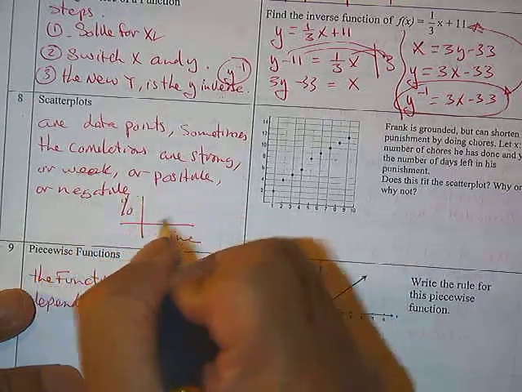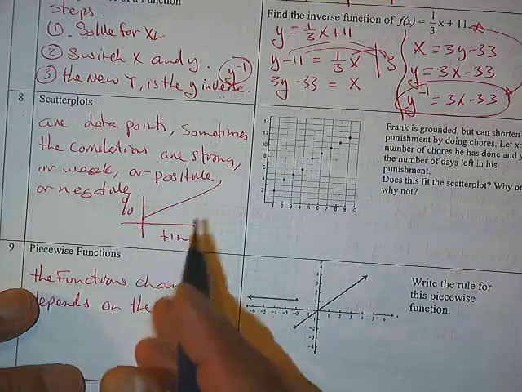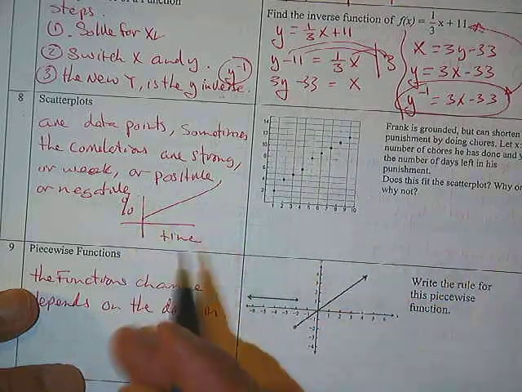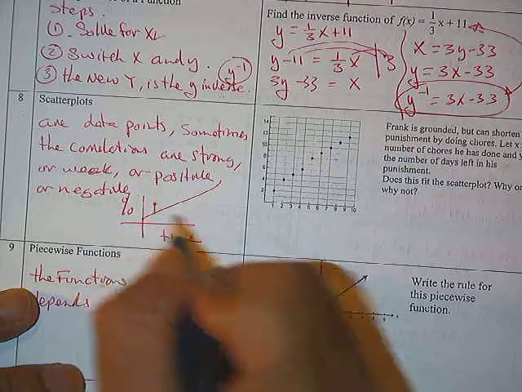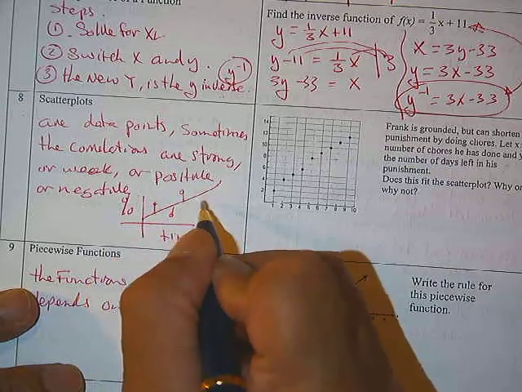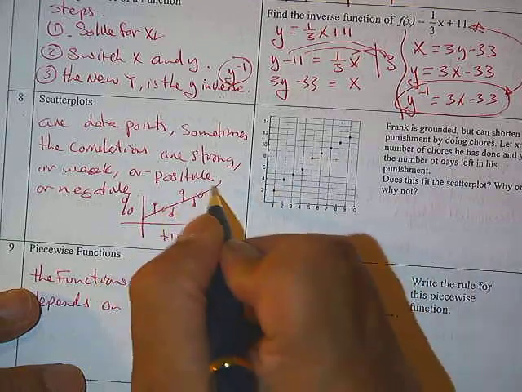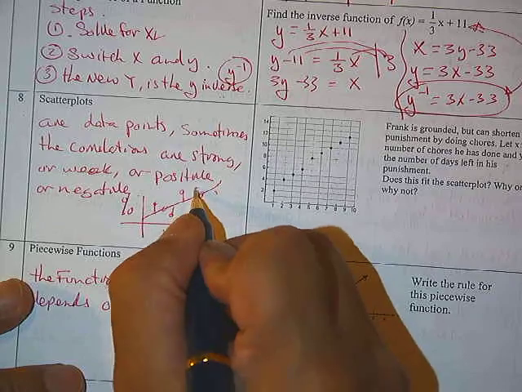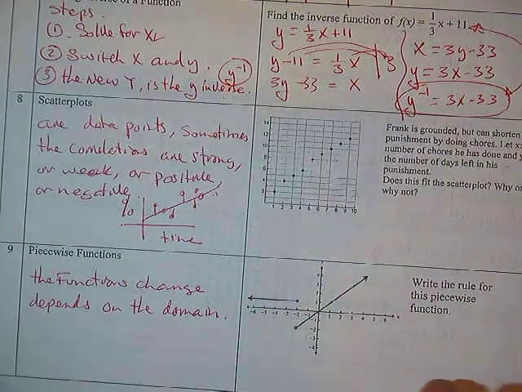Alright. And then scatter plots. So scatter plots are just data points. Sometimes the correlations are strong, sometimes it's weak, sometimes it's positive, it goes up. Sometimes it's negative, it goes down. Just like we can pretty much predict that the more time that you study, your grade is going to increase, something like that. Except that the data never fits the line exactly.